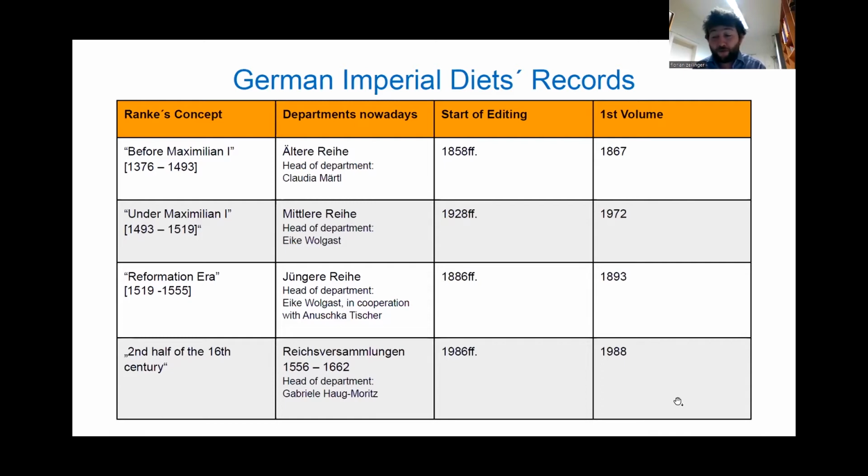There are now four departments working in parallel: the older series for the time before Emperor Maximilian I, the middle series under Maximilian, the younger series for the Reformation era, and, important for our edition, the imperial assemblies from 1556 to 1662. The work in the latter department is especially challenging since the sources for this period are available en masse.